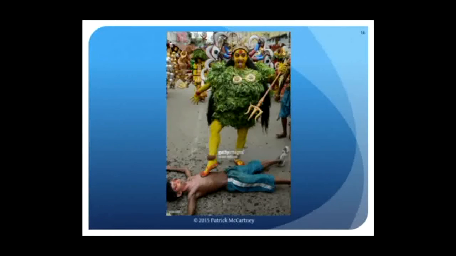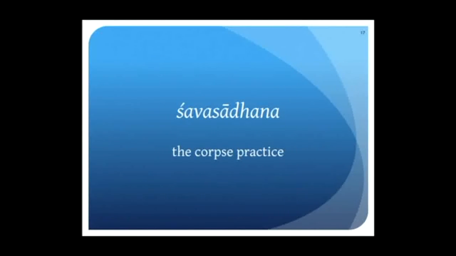Here's an image from a street parade. This is actually a Hijra street parade. But this is an image of Kali standing over Shiva, and this has something to do with Shava Sadhana, the corpse practice. So Shavasana, when you lie down on your back, is the corpse practice or the corpse pose.